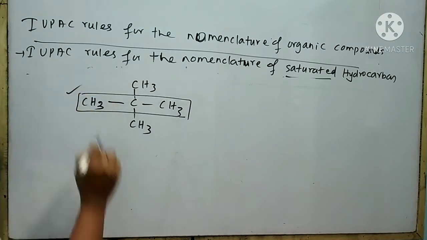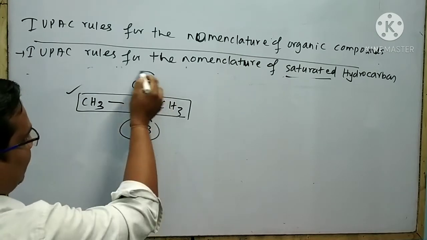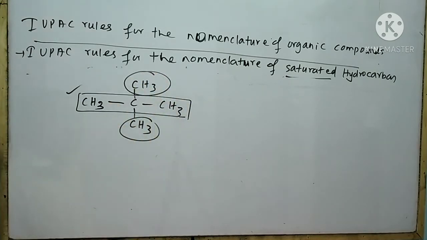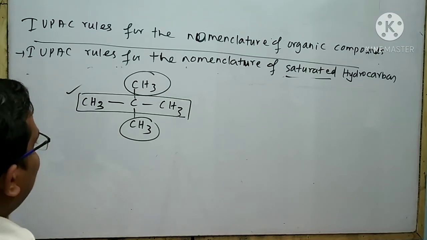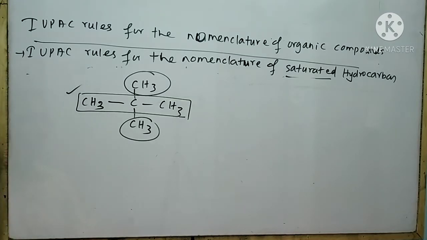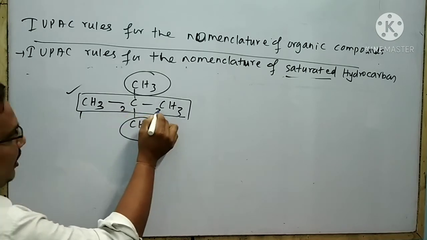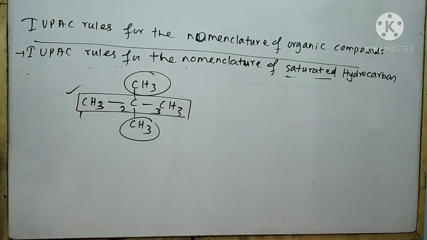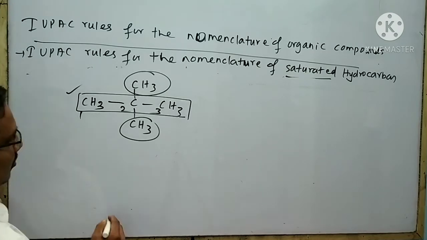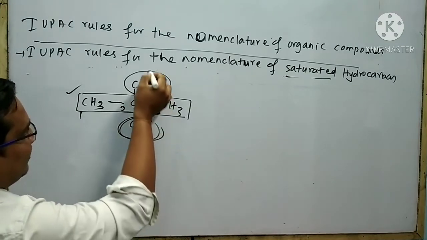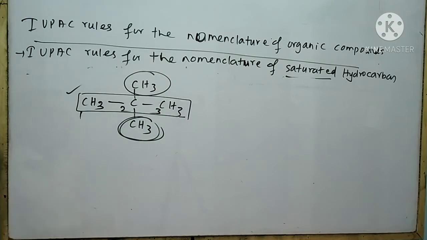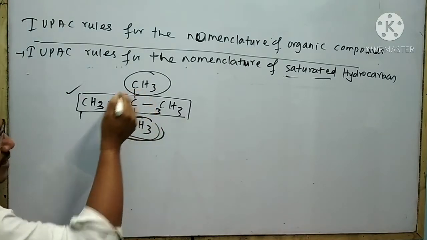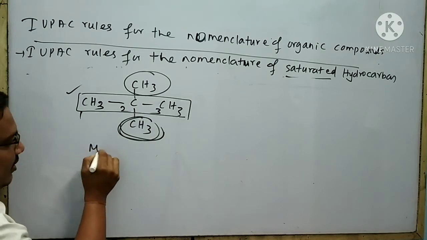Suppose this is the parent chain. These two are said to be the side chains or substituents. Then the next step is to start the numbering: 1, 2, 3. You can also start the numbering from right to left as your choice. There is no problem. Look at that, here two side chains are present and the two side chains are equal. The name of these two side chains is methyl.